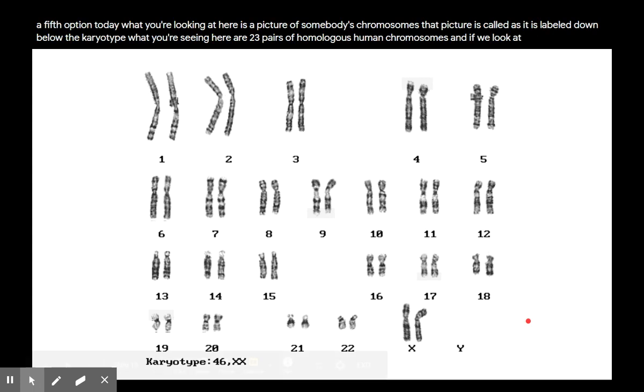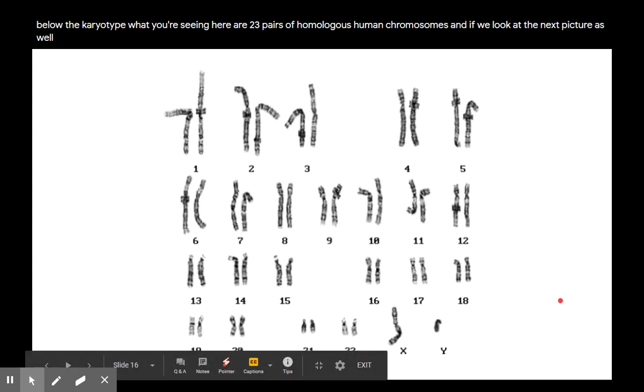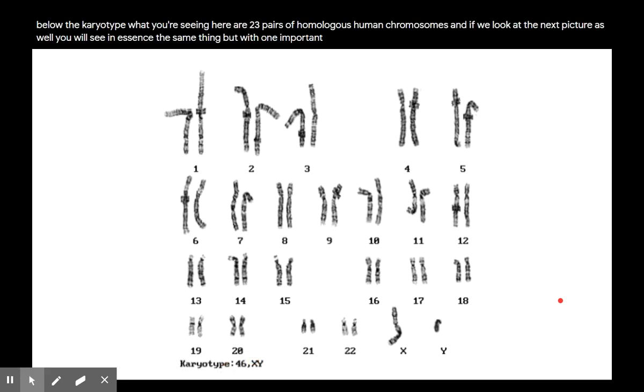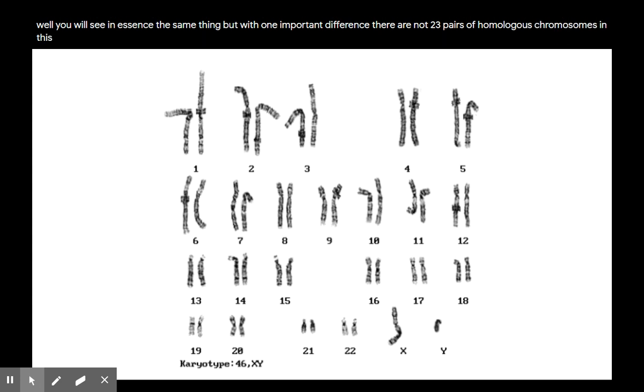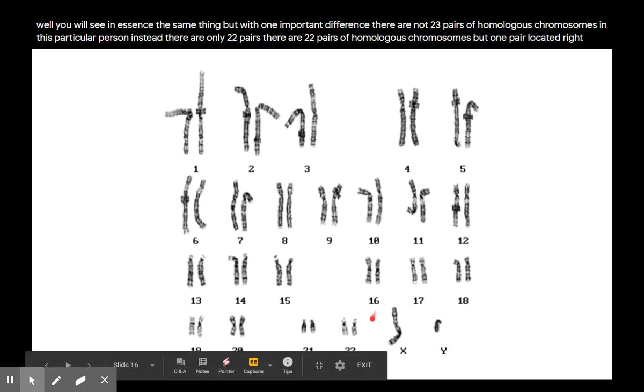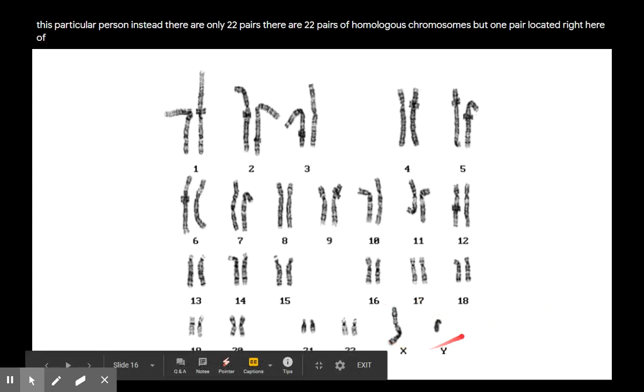And if we look at the next picture as well, you will see, in essence, the same thing, but with one important difference. There are not 23 pairs of homologous chromosomes in this particular person. Instead, there are only 22 pairs. There are 22 pairs of homologous chromosomes, but one pair, located right here, of non-homologous chromosomes.